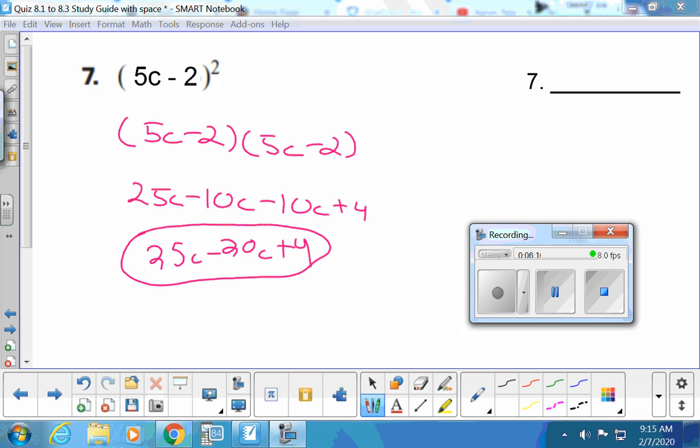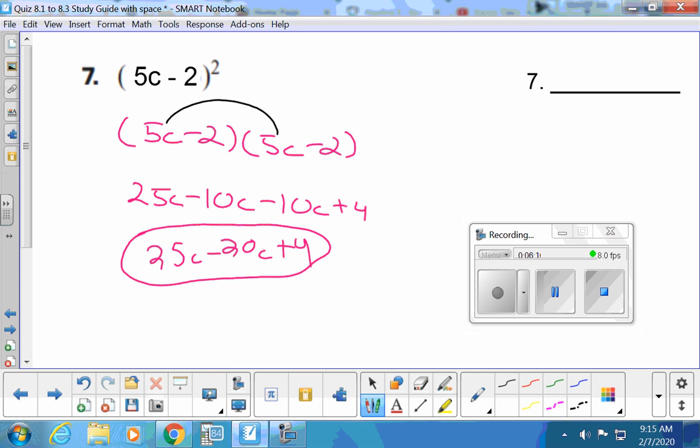All right. Looks like my group at the board chose to do the rainbow method, or maybe they just did a shortcut. I don't know what method they did. But this matchup is 5c and 5c. So what would that give them? 25c squared. So they're missing their squared. This matchup is negative 10c.